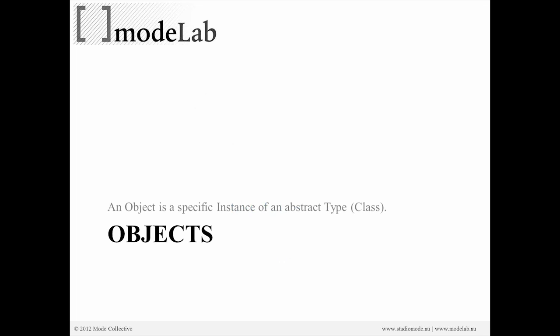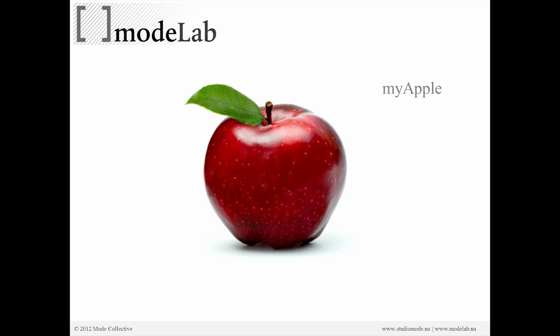An object is a specific instance of an abstract type, which we'll get to in a second. An abstract type is also a class. Okay, so it's a specific instance of something we understand more abstractly. So here, what do we have here? This is my apple. I brought this for lunch today. This is a very specific apple. I'm going to eat it, right?